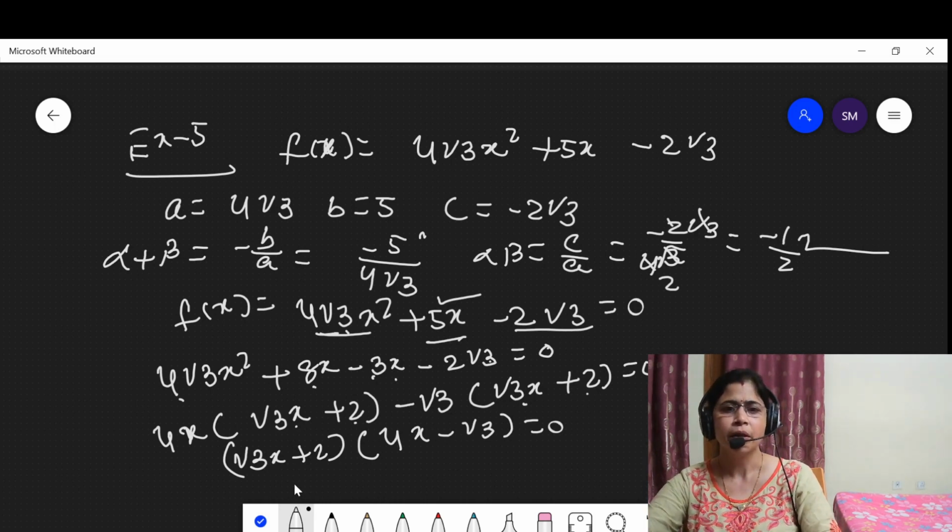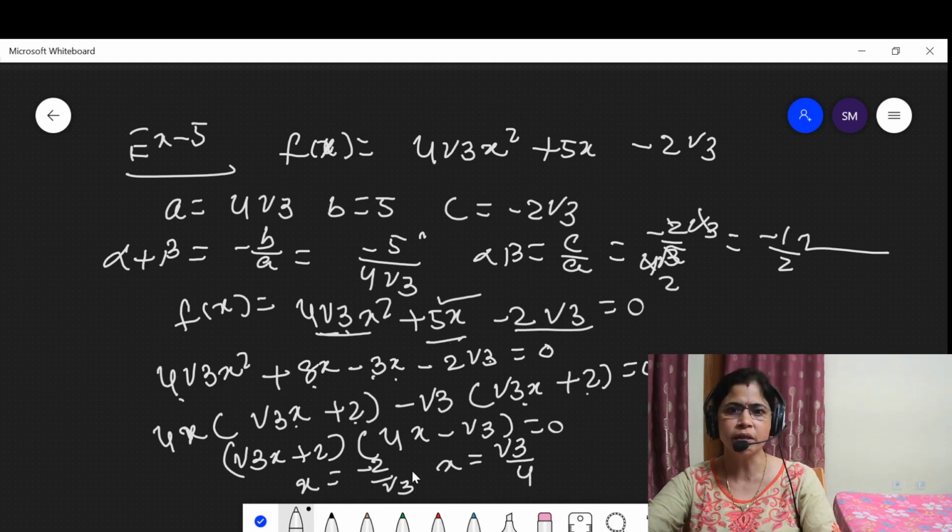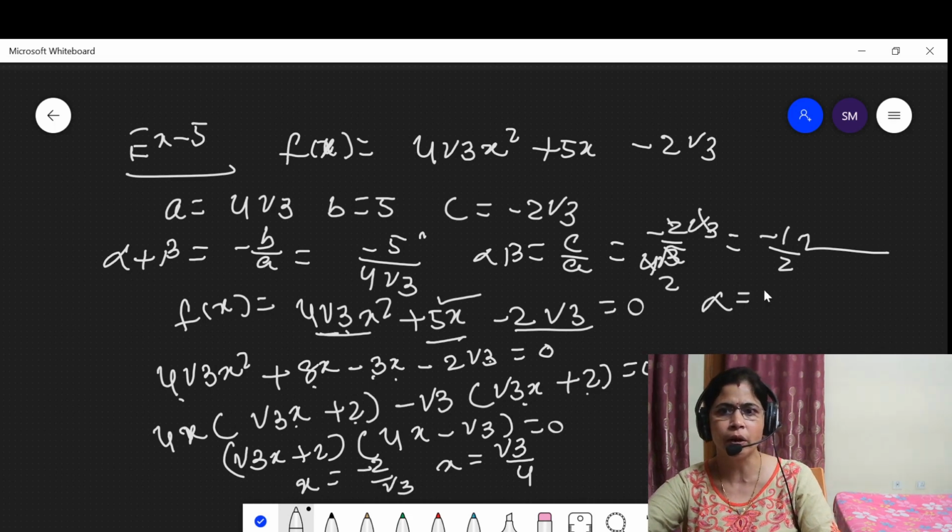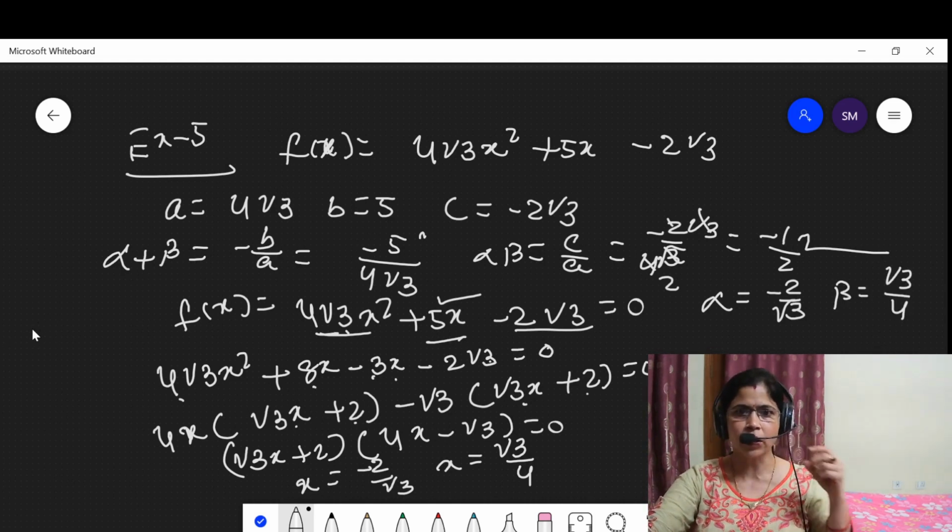Then one zero is x is equal to minus 2 upon root 3. Then another zero, x is equal to root 3 upon 4. Then these are the two zeros. Here we get alpha is equal to minus 2 by root 3 and beta is equal to root 3 by 4. Now let us find alpha plus beta. To verify, we have to find alpha plus beta.